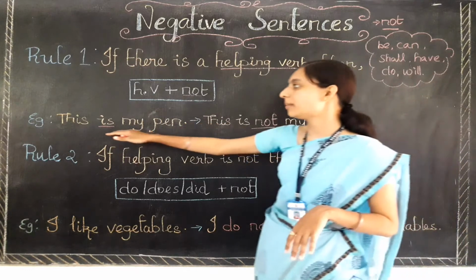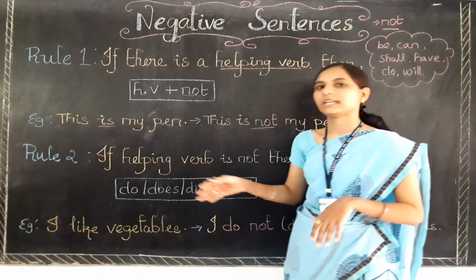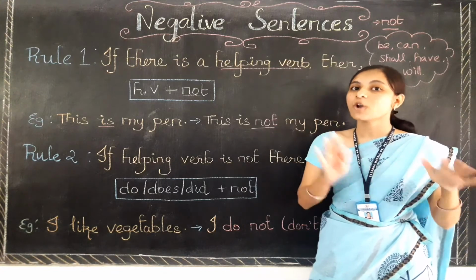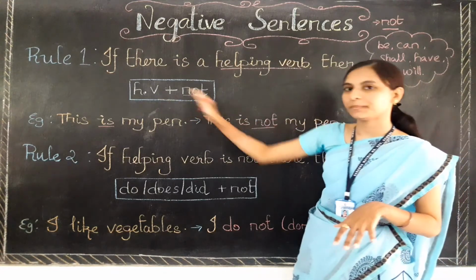Suppose there is a verb like "are": these are my pen. How will you make it negative? These are not my pen. Add not after the helping verb.